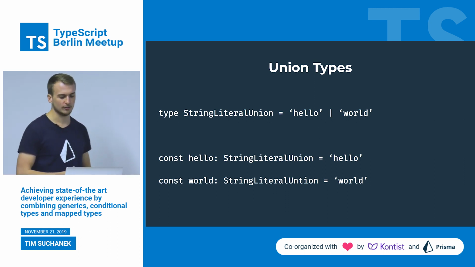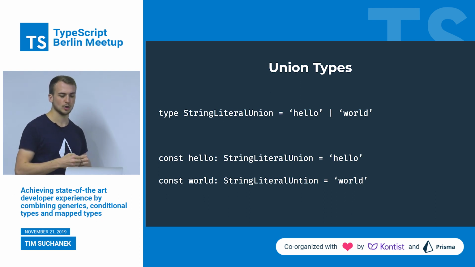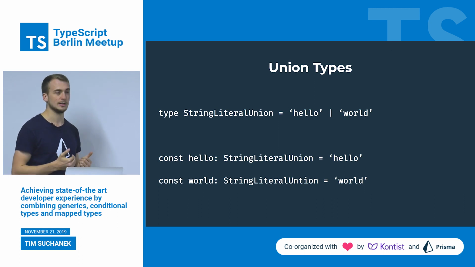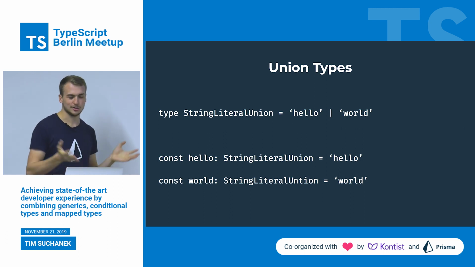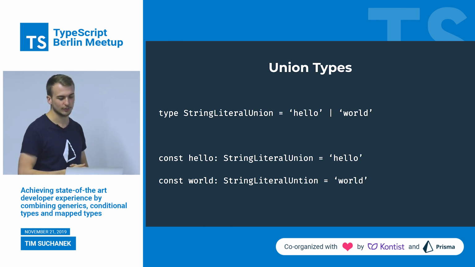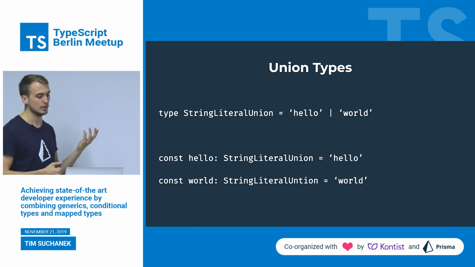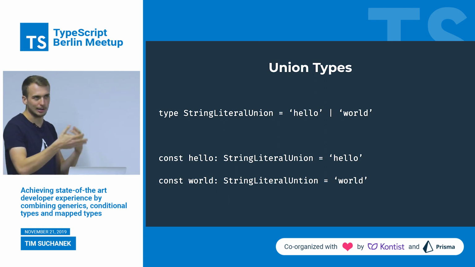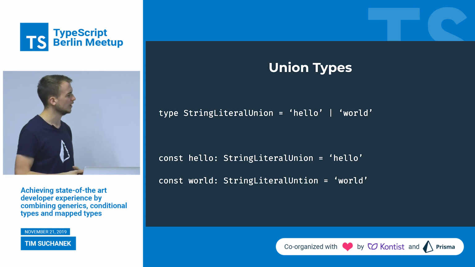So we can now have a union. And a union, this is a term that comes from set theory. So you can see this basically now as a set. So the string literal union, which is nothing else than just two strings, this is now a set. And we can now say that this variable hello is a correct instantiation of that set because hello is part of the set. And the same for world. World is part of the set.